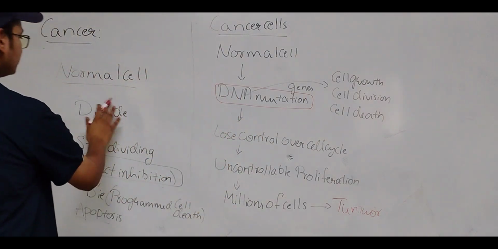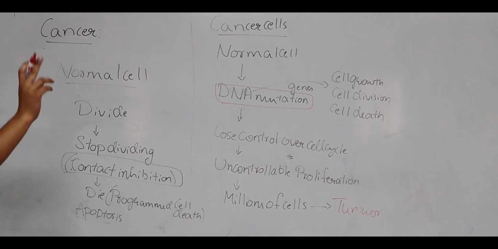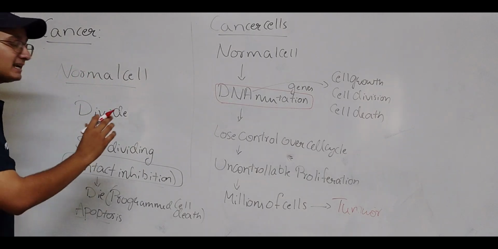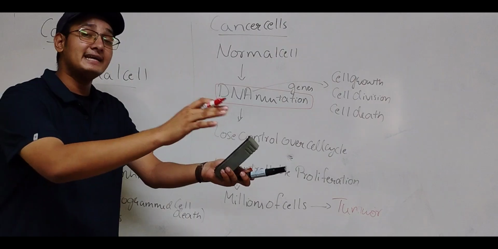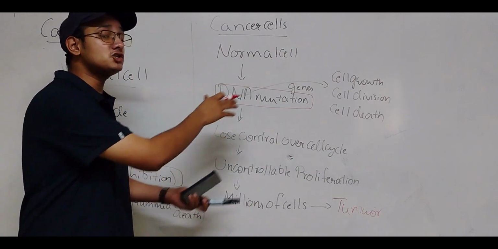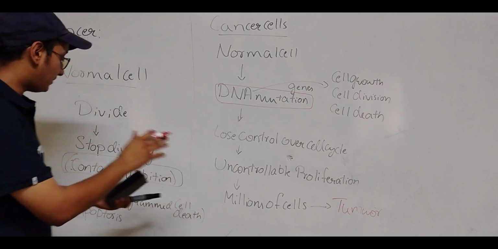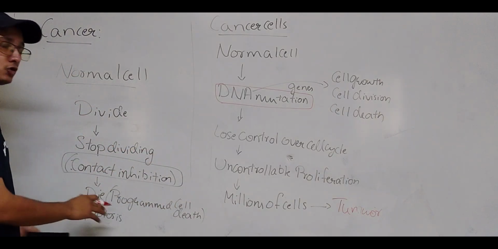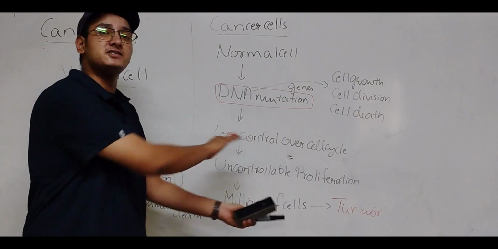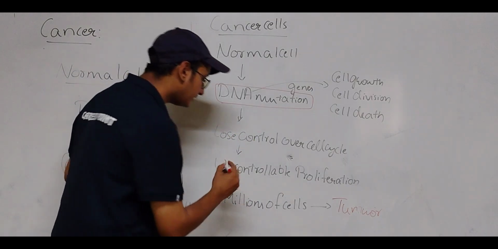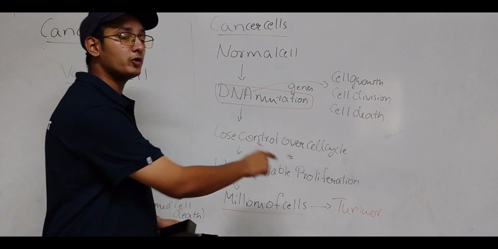So if you compare with this, here the cell is dividing and they stop dividing at one stage called contact inhibition. That means when they come in contact with the neighboring cells, they inhibit the division. But this is not happening in cancer cells. And the next stage is death, programmed cell death. When the cell becomes older, it dies. But here it is not happening. This is the reason why they form millions and millions of cells, and this leads to the formation of a tumor.